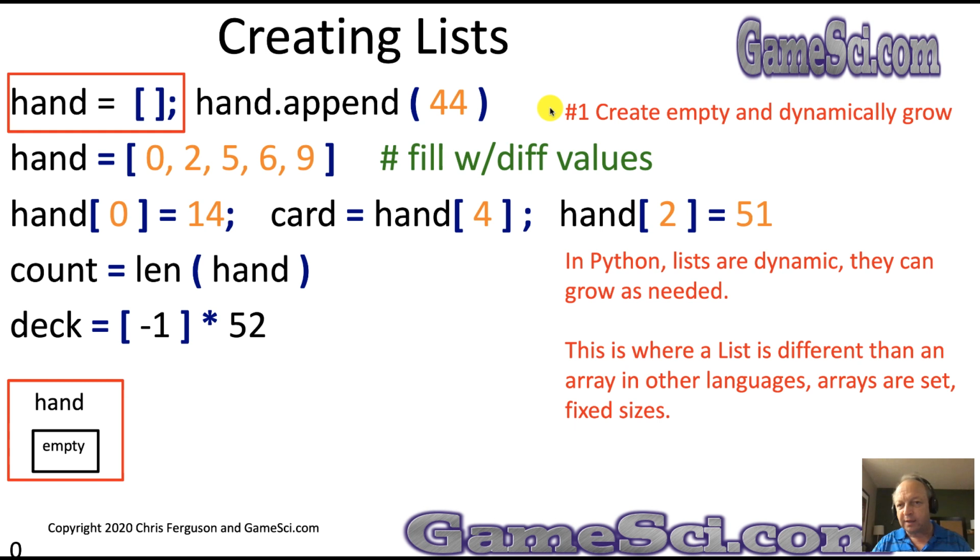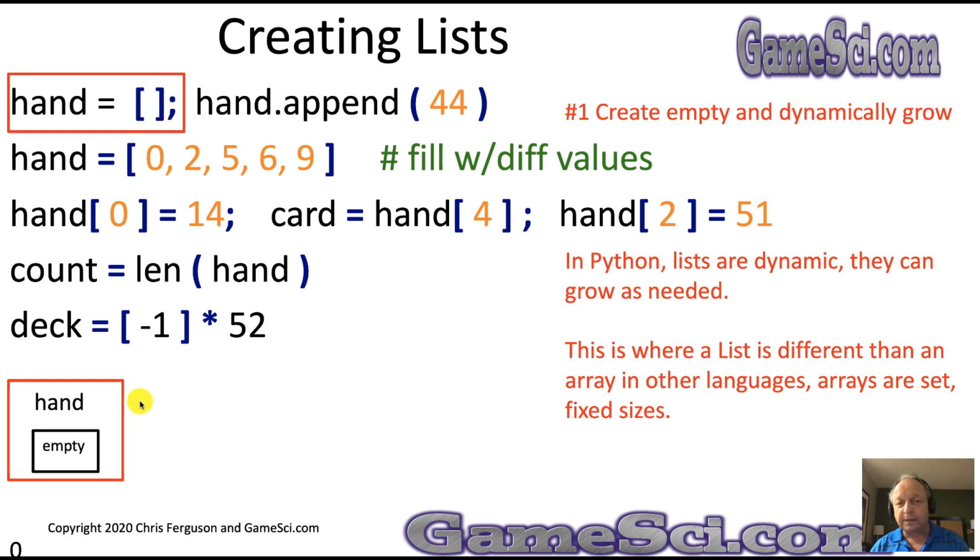The first way to create a list is create it as empty and dynamically grow it. So hand equals square bracket, end square bracket, semicolon. That will create an empty list, a list with no items in it. In Python, lists are dynamic. They can grow as needed. This is where a list is different than an array in other languages. Arrays are a set fixed size. In Python, nothing is set or fixed about the size. It can grow anytime it wants. So we'll set up a hand variable, and basically I'll put the word empty in here to say this is an empty variable, and we'll grow it as we need it.